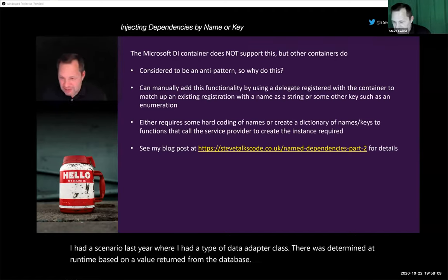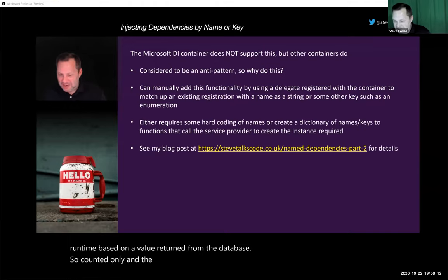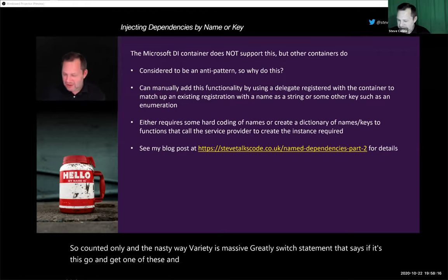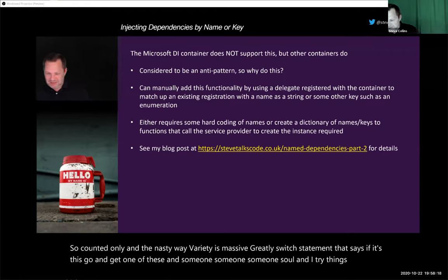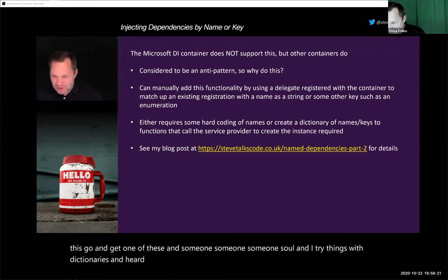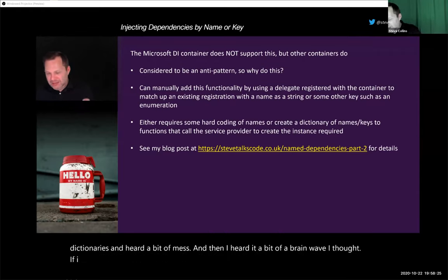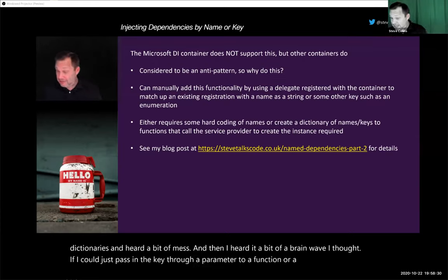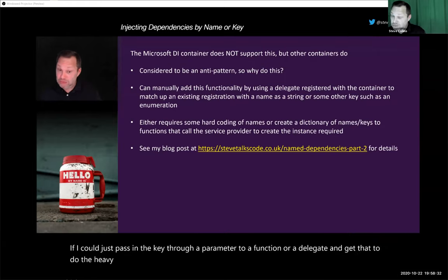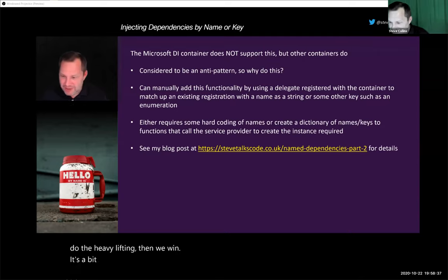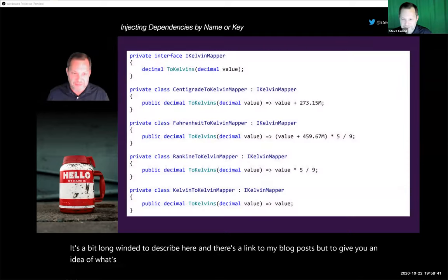So I pondered on it, and the nasty way of writing it is a massive great big switch statement that says, if it's this, go and get one of these, and so on, and so on. I tried things with dictionaries and it was a bit of a mess. And then I had a bit of a brainwave and thought, well, if I could just pass in a key through a parameter to a function or a delegate and get that to do the heavy lifting, then win-win. So it's a bit long-winded to describe here, and there's a link to my blog post, but to give you an idea of what's involved, I've got this example.